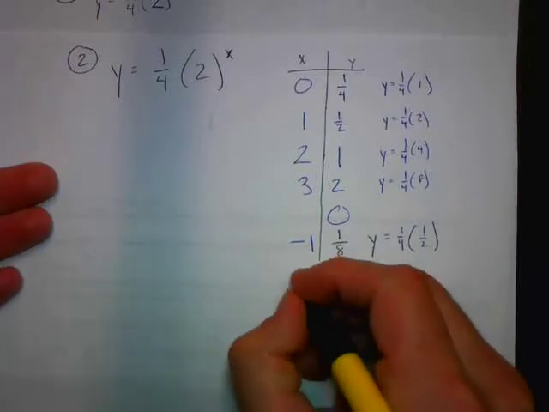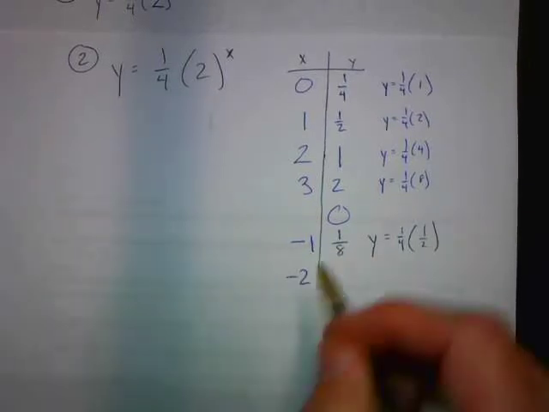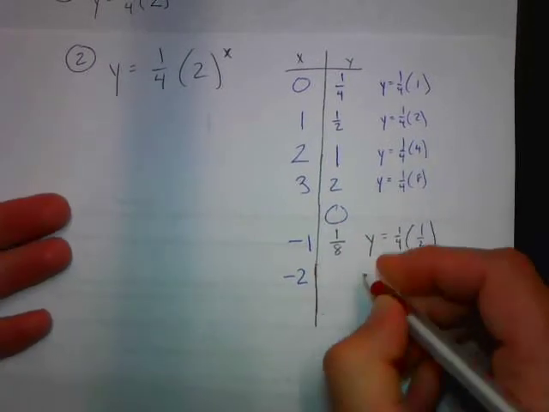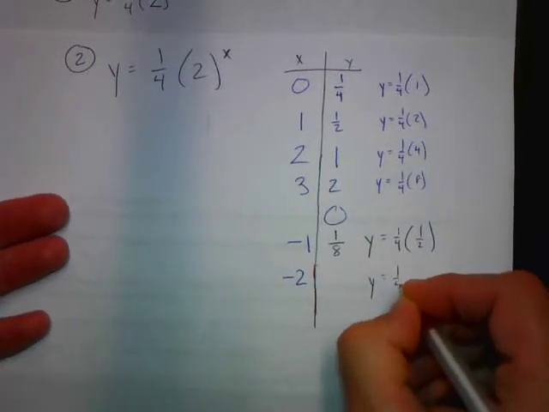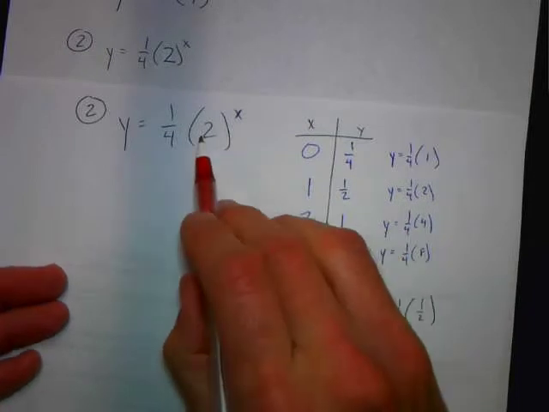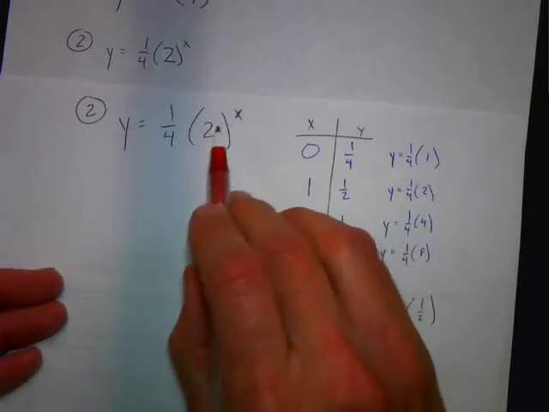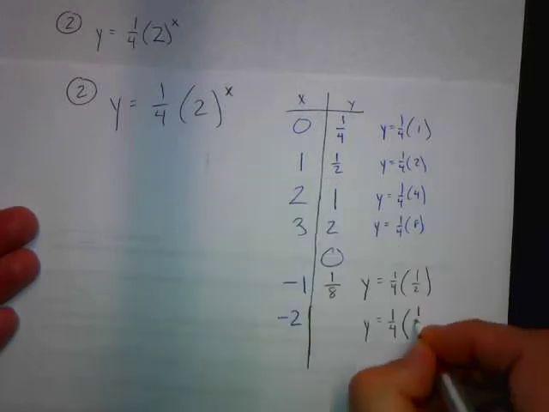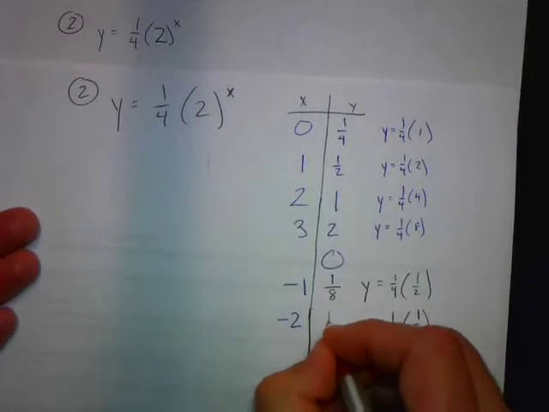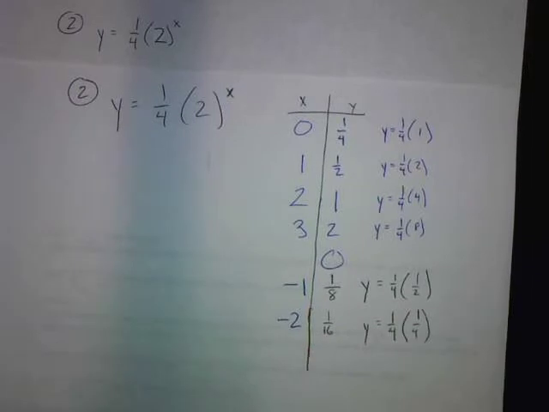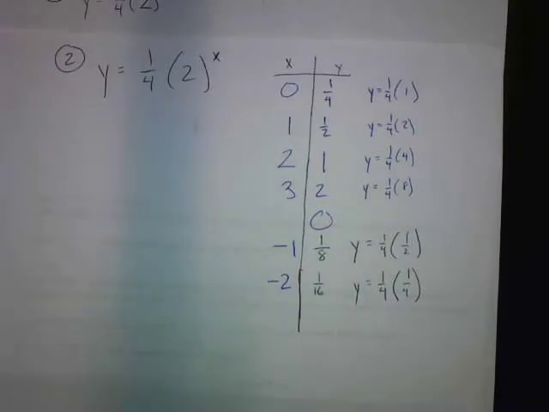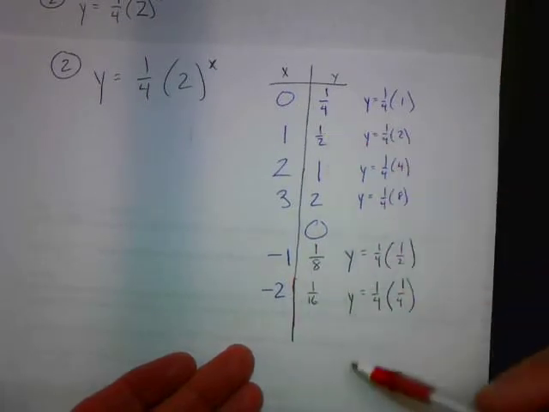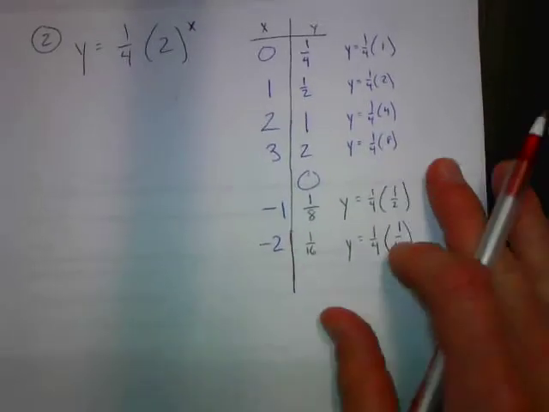What if x were negative 2? If x were negative 2, y would be 1/4 times 2 to the negative 2 power. Remember your laws of exponents. 2 to the negative 2 power is actually 1/4, and that would be 1/16. So if x is negative 2, y is 1/16. So it looks like as x is getting smaller, y is also getting smaller, but maybe it'll touch 0.